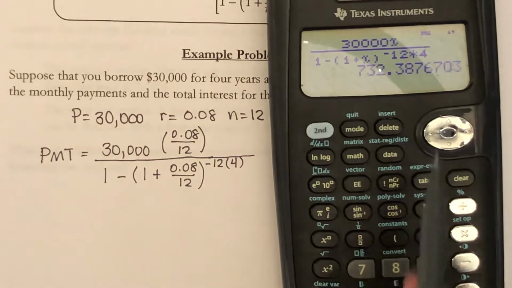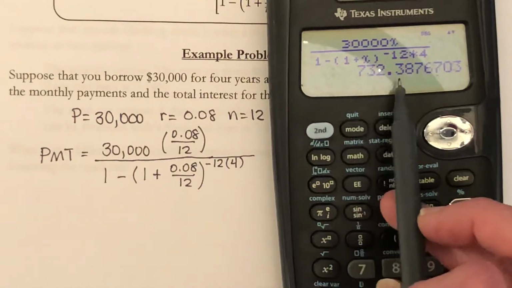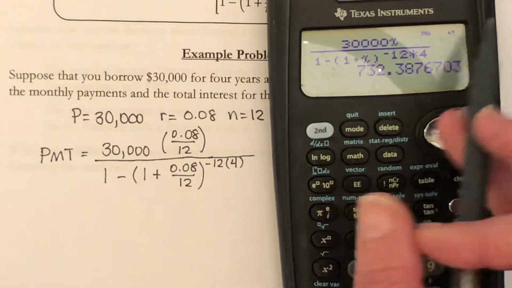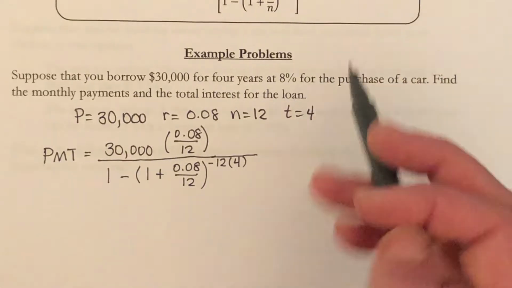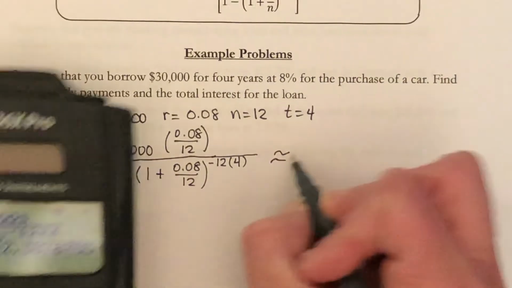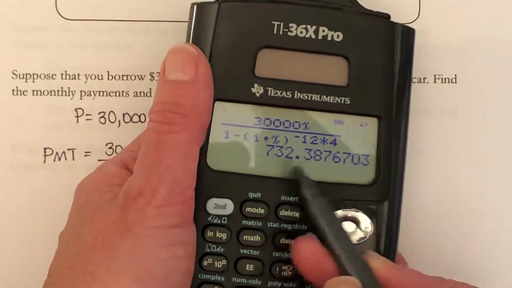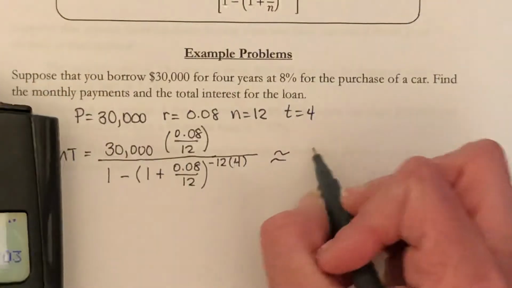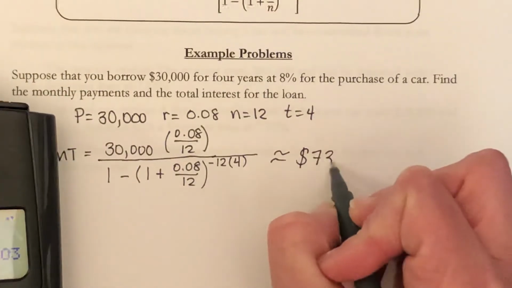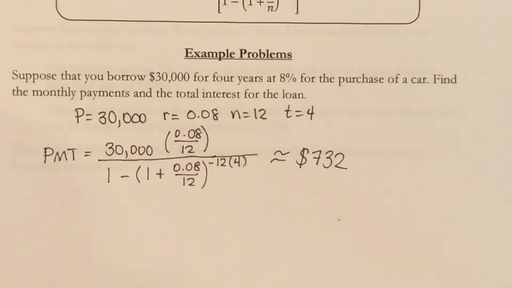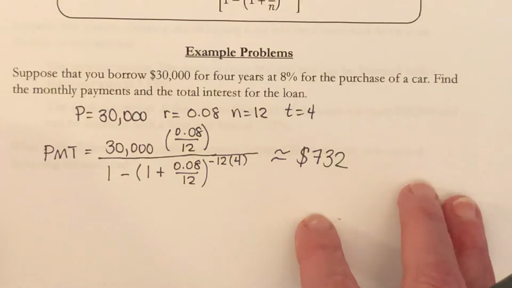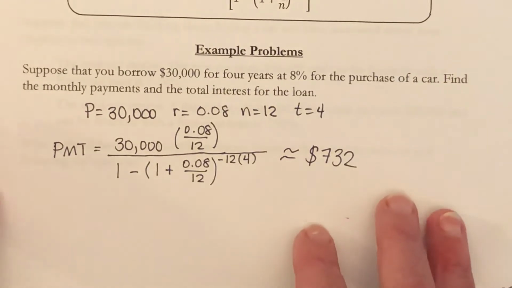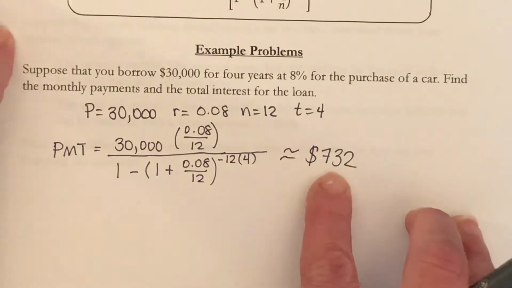So we get 732.3876, so on. Now we are asked to round to the nearest dollar unless we're told otherwise. So this is approximately equal to, that's a 3, so 732. So you are going to be paying $732 a month.